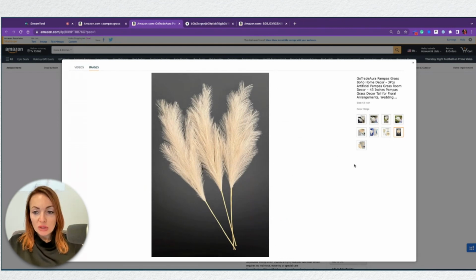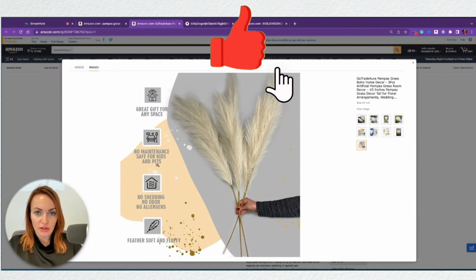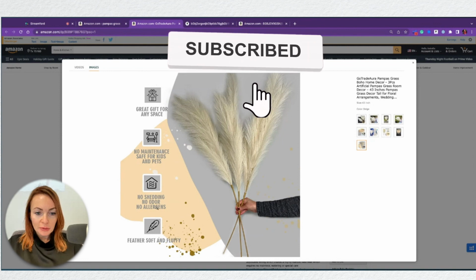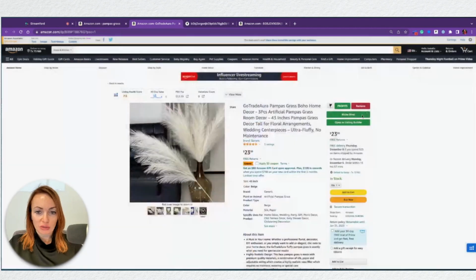Then it's another picture of a set of 3, and then another one where again they're talking about the gift, about no maintenance, and that it's safe for kids and pets. Perfect. Then they should probably tell us that it's hypoallergenic or something. Generally speaking, they're just repeating the same thing. If you don't know what to talk about regarding your product to your client, then you don't know your product. So we cannot have all these very poor pictures on our listing because those pictures will not convert.